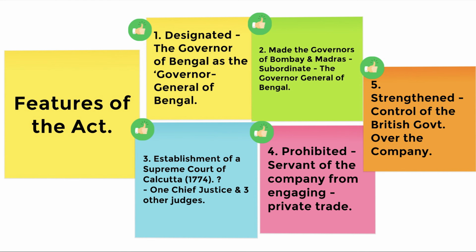Third very important feature of this act is that it provided for the establishment of a Supreme Court at Calcutta, and this Supreme Court is comprising of one Chief Justice and 3 other judges. Very simple point. So under this act they established a Supreme Court of Calcutta in 1774, and they appointed one Chief Justice and 3 other judges.